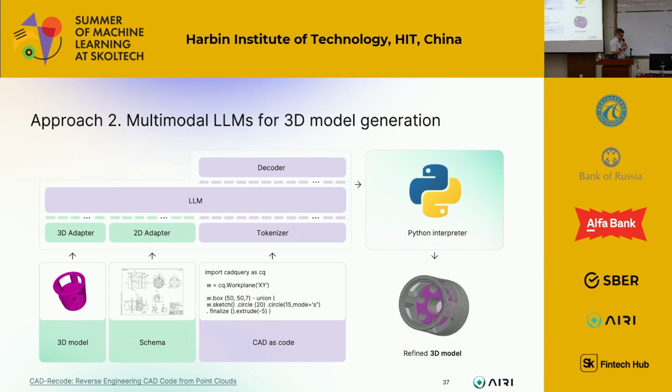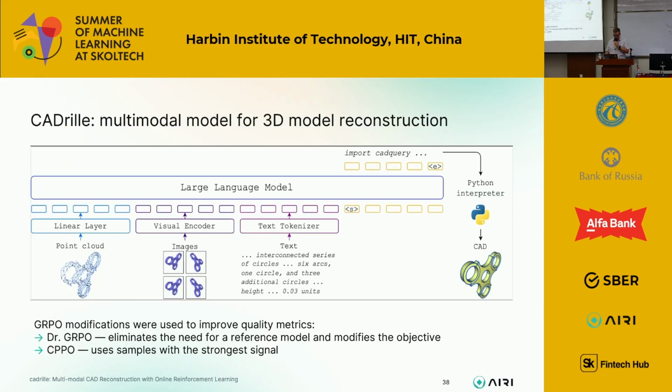Another approach is based on multimodal LLMs or VLMs. More or less in this way, they can be used as one term. Here we also have several types of encoders. We have adapters. We can have tokenizers for specific code structure. And our idea is to use a large language model as a decoding mechanism to reconstruct the code structure. And this is how our model Cadrille appeared. This is a model that we released, I think, a month ago or something like this.